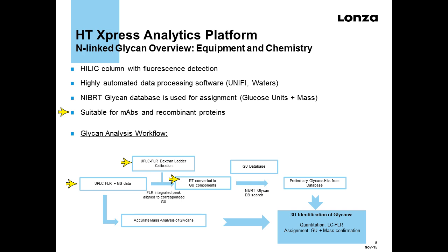At the same time, the MS data is processed, and we have mass information for each unknown peak. This is also searched in the database to give a final proposed structure, where the result is quantitated for relative percentage based on the fluorescence data, and the assignment is based on both the GU, which is a measure of relative retention time, and mass confirmation.